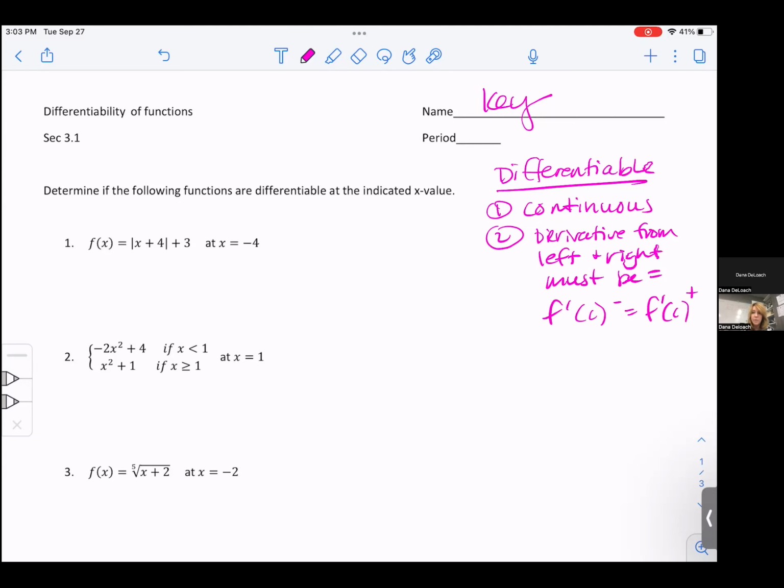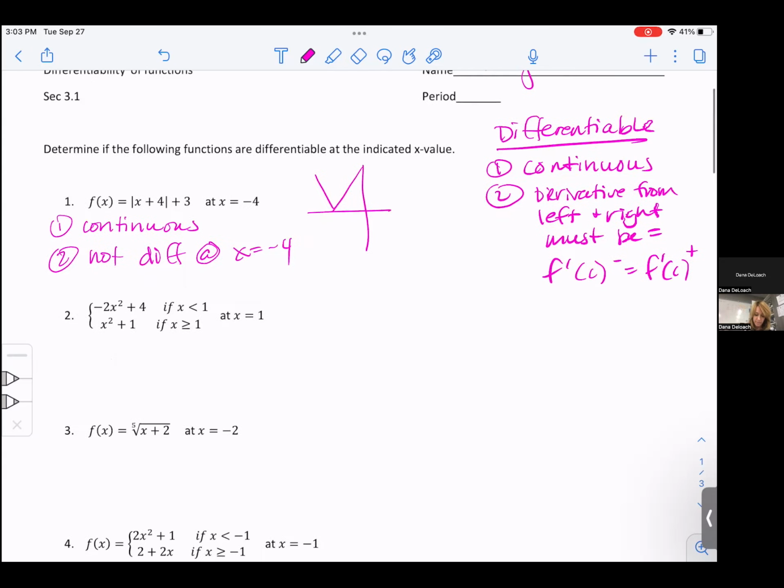So at 4, do we know that this is continuous? Well, yes, it's continuous because 4 is not an undefined value. Now, we don't know how to find derivatives of absolute value, but we do know that at -4 there's going to be a sharp turn, so it's not differentiable at x equals -4 because the slopes aren't going to be equal. We haven't learned how to do derivatives of absolute value, but we can just think about that one.